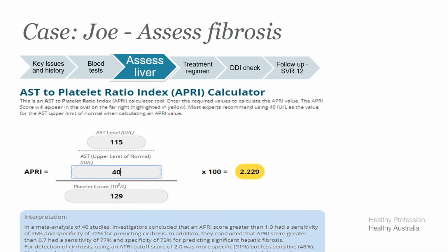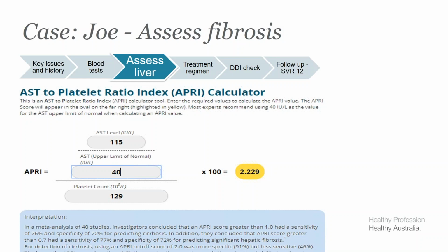Yeah, so look, the APRI score, again, given the information that we've got, is not a surprise, and it comes in at well over 2. So that's a pretty clear indication, or very suggestive, of cirrhosis. In a meta-analysis of 40 studies, investigators showed that an APRI of greater than 1 had a sensitivity of 76% and a specificity of 72%. And those ratios increase as we go above 2.